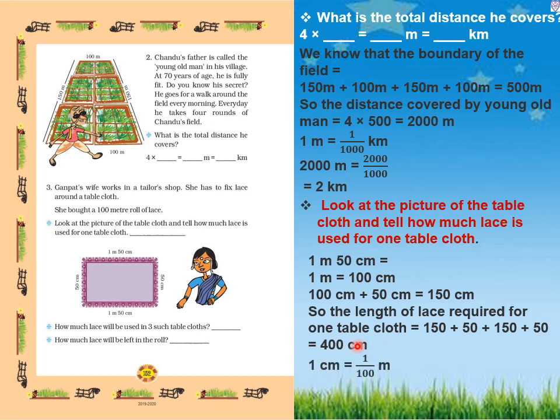So now we have to write it in meter. So 1 centimeter equals 1 upon 100 meter. So we have 400 centimeter. So 400 centimeter equals 400 upon 100. So we will get 4 meter.